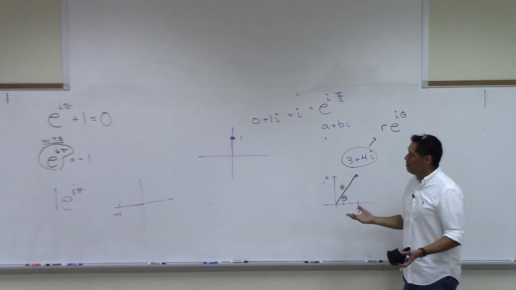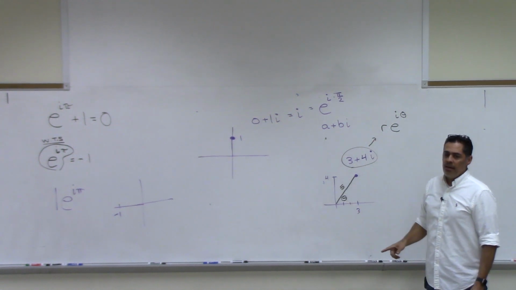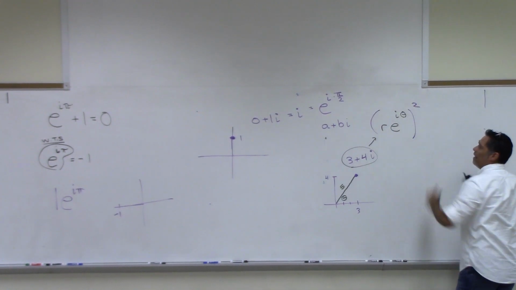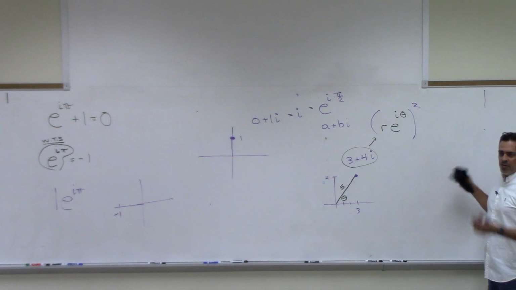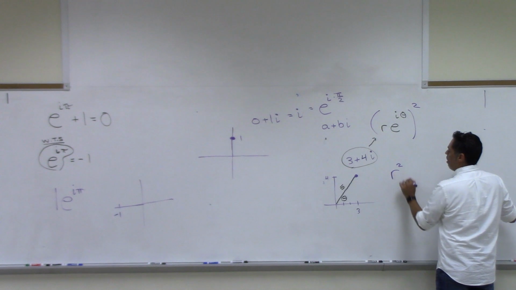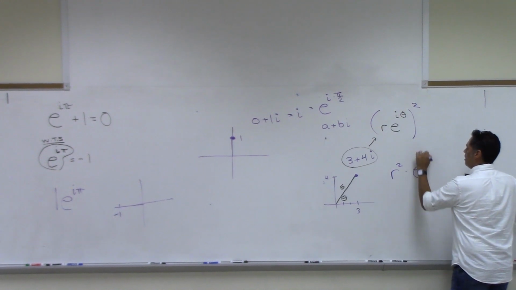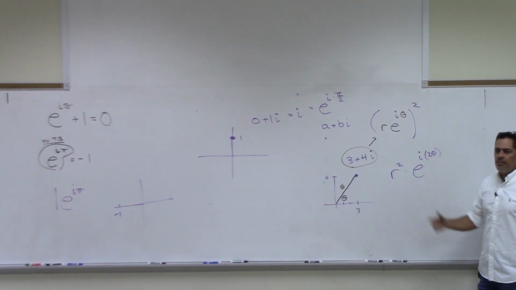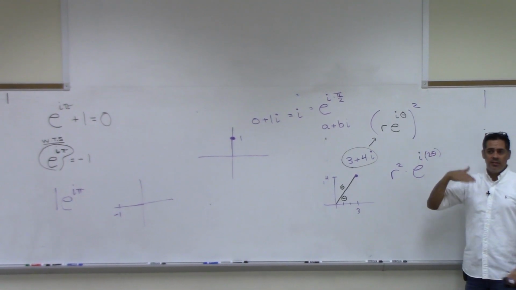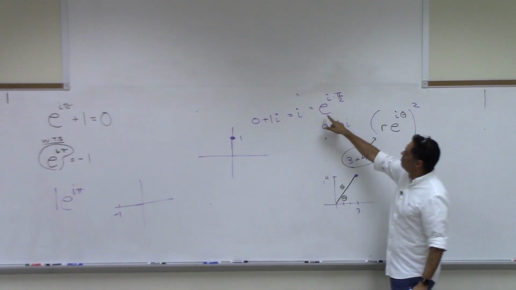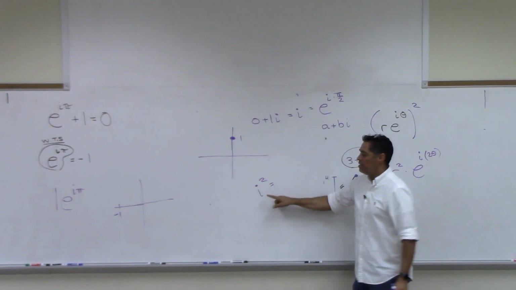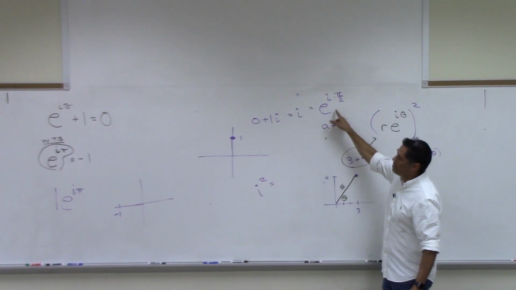Now, what's cool about doing it this way is that if you ever take a complex number and you square it, right? If you want to square that number, what you do is you square the r and you double the angle. So give me any complex number. If you square it, square the distance and double the angle. So if I ask you to square i, what's i squared, right?